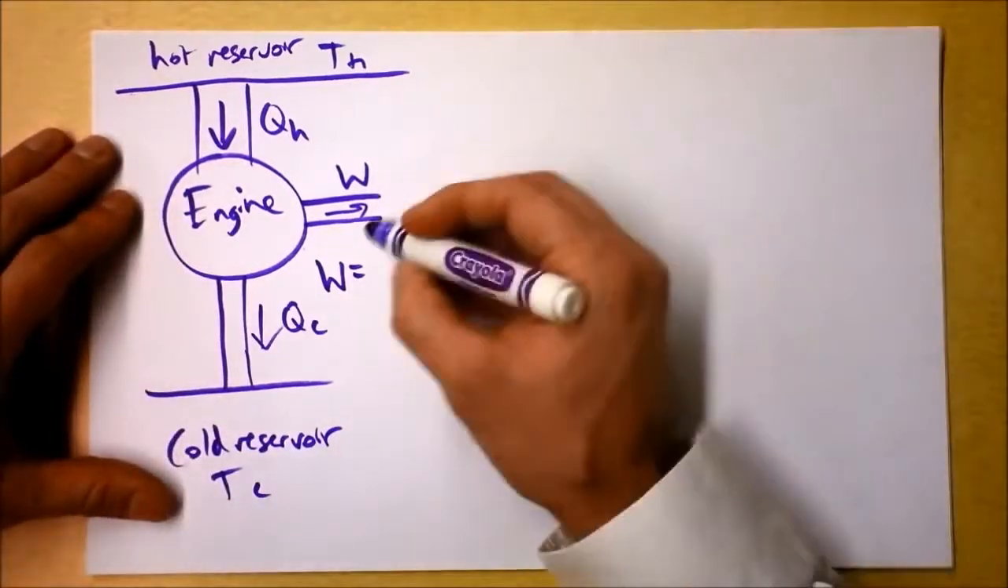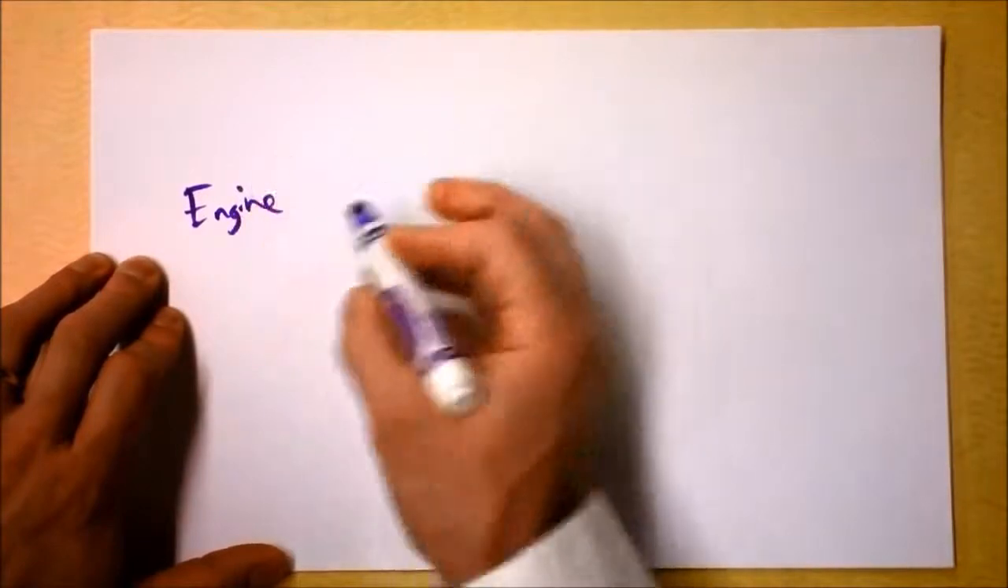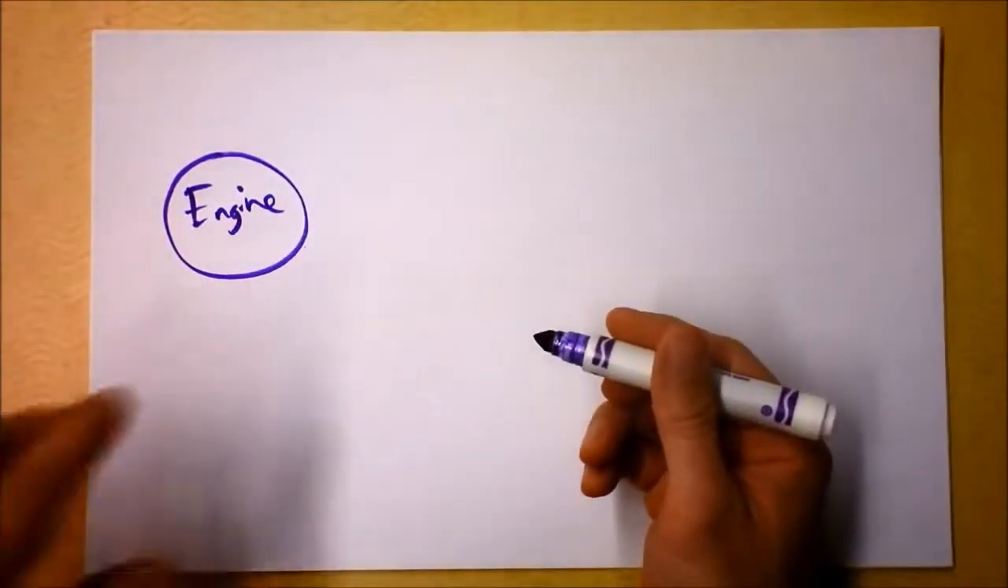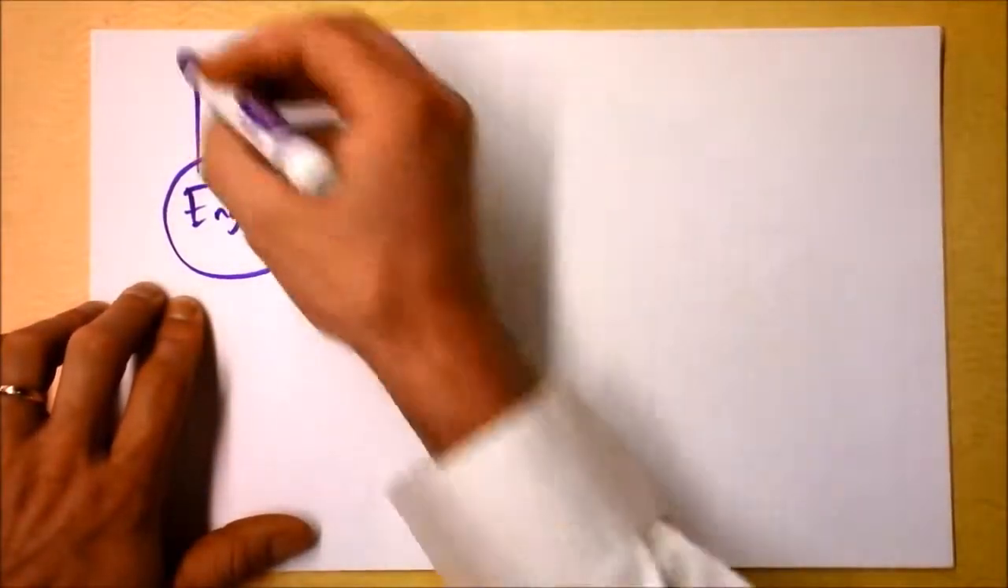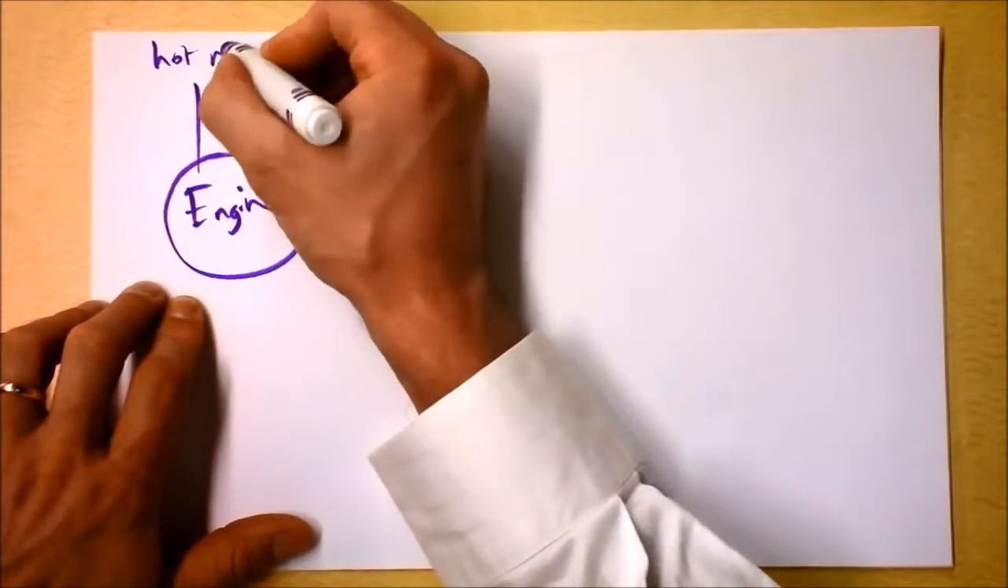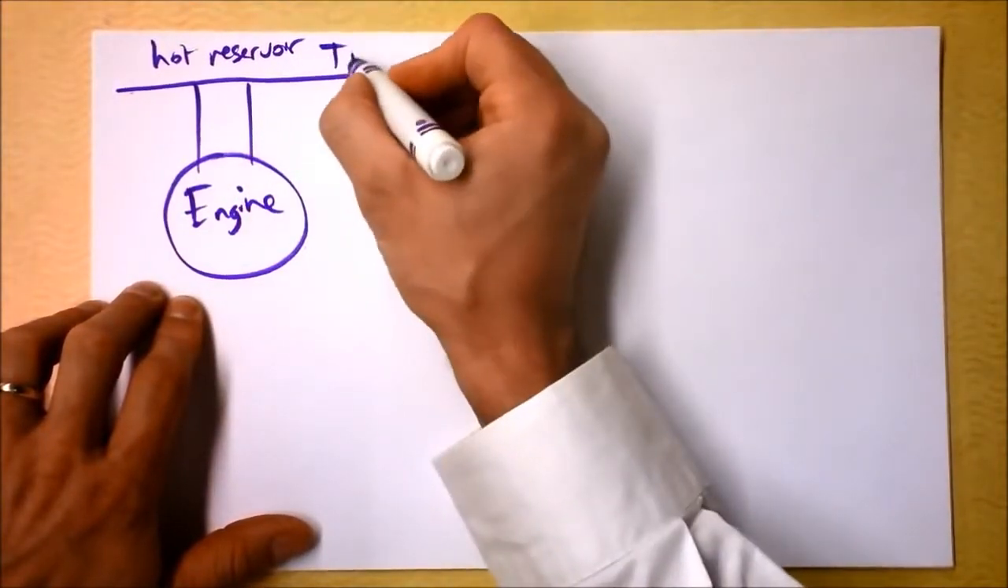And now, heat engines and not heat engines. For a heat engine, you need... This is going to be a schematic of 4 different types of things. There's the heat engine, and the heat engine has a hot reservoir here, and that's at some temperature T hot.